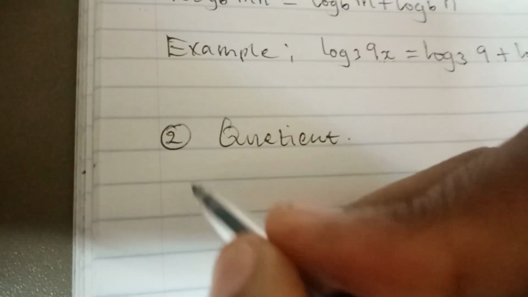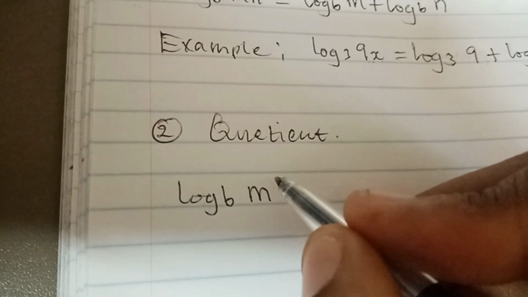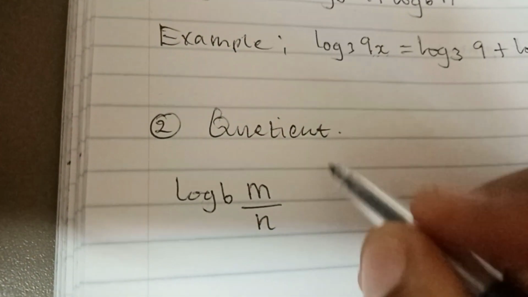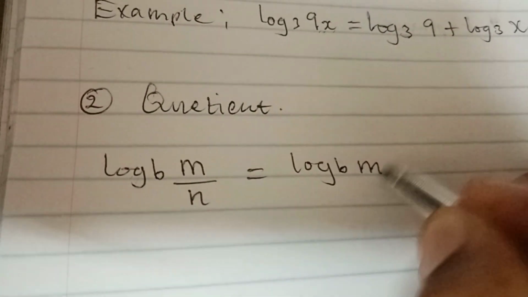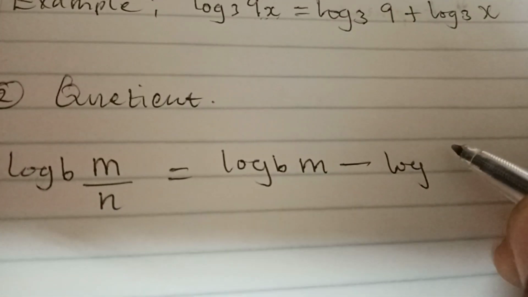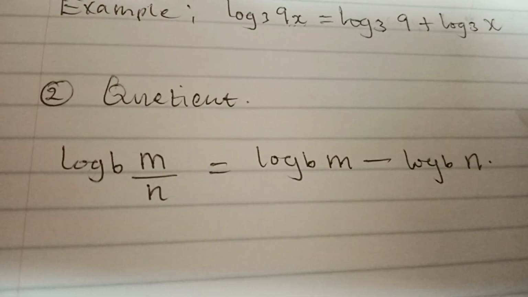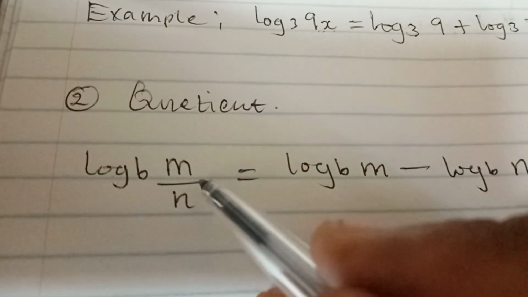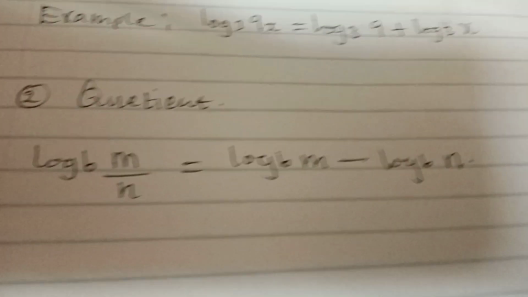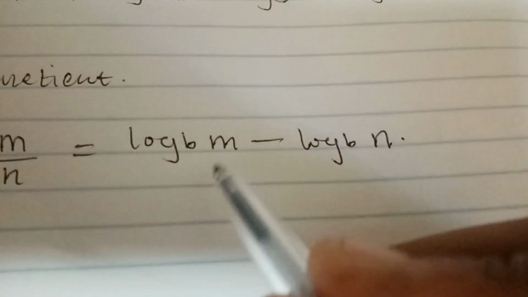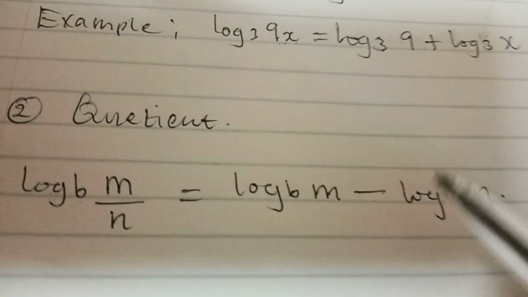If we have the log_b of m divided by n, it's going to be equal to the log_b of m minus the log_b of n. Here, whenever we're dividing two variables or constants, because this is the base and these are your constants, what you need to do is separate them by a negative sign. So dividing, you separate them using a negative sign.